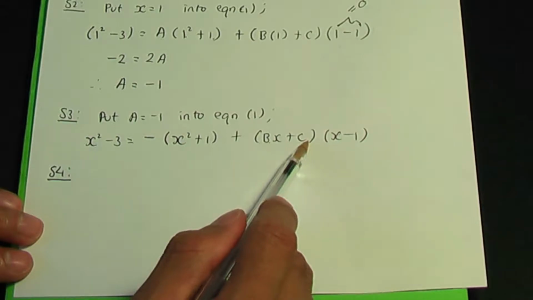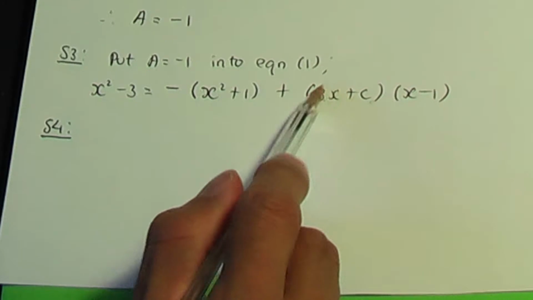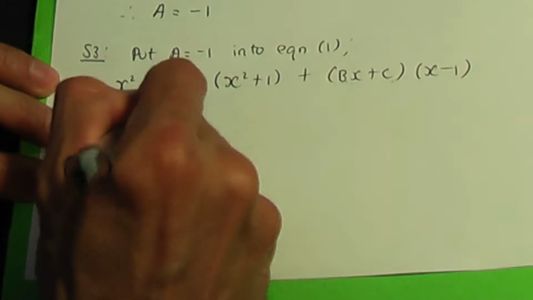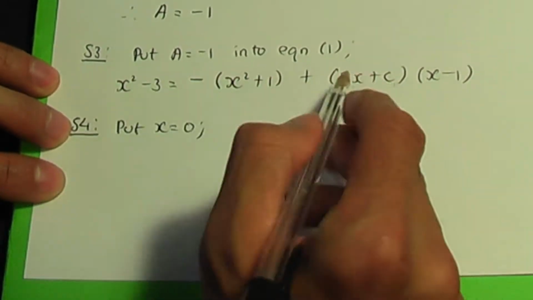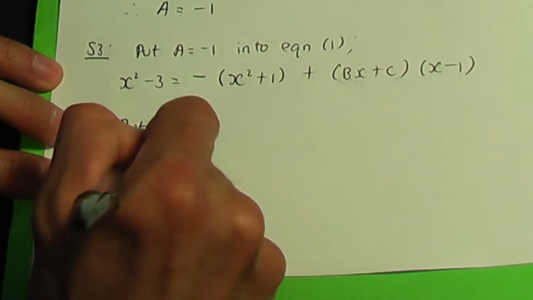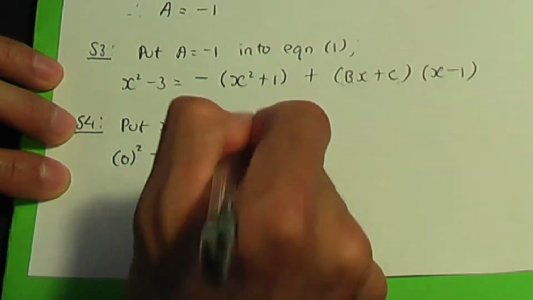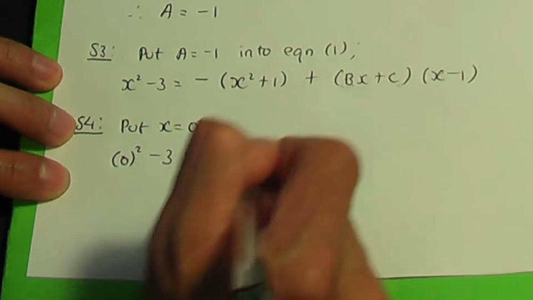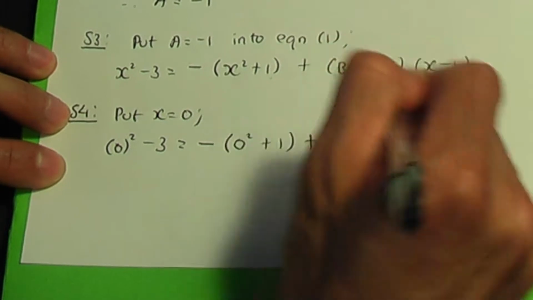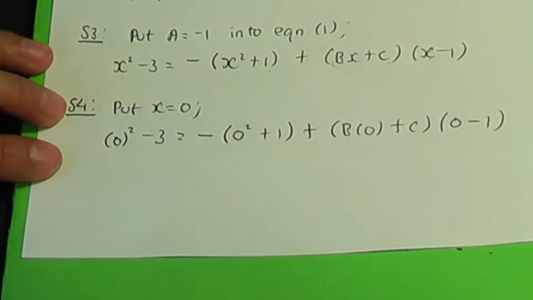Okay, now in the next step, we have constants b and c to determine. So to work out one of the constants, if I choose x equals 0, I could eliminate my b term to work out c straight away. So if I take x as 0, let's eliminate that b term to work out c. So we're going to have x, which is 0, squared minus 3 on the left hand side, that's equal to minus into x, which is 0, squared plus 1 here, plus b into x, which is 0, plus c into x, which is 0, minus the 1.